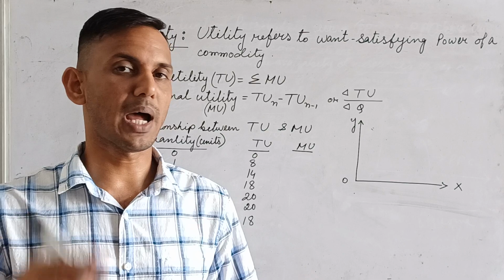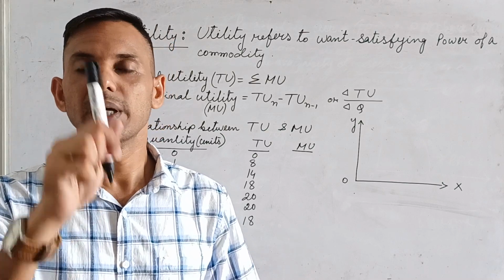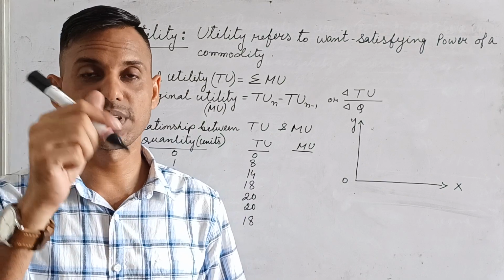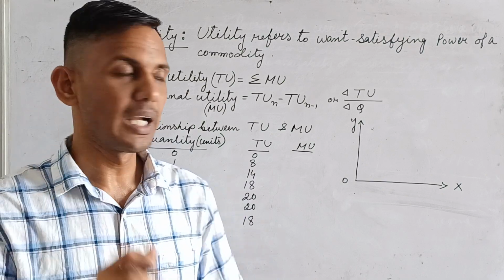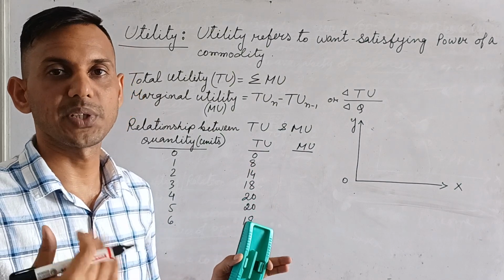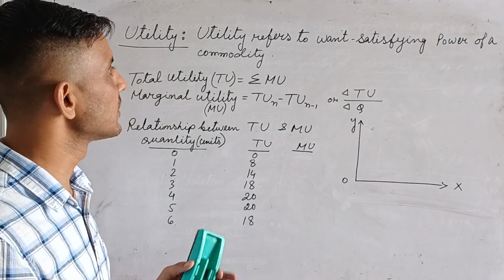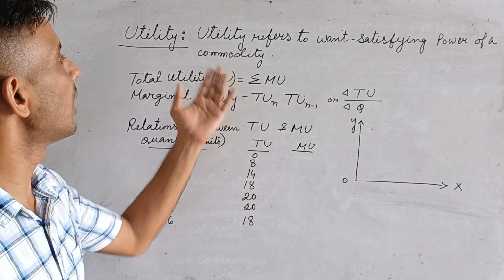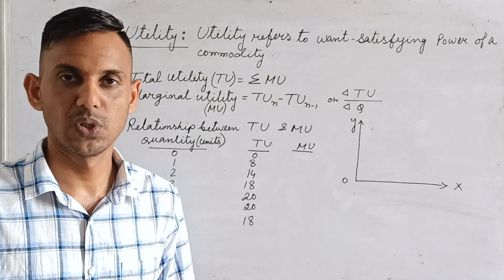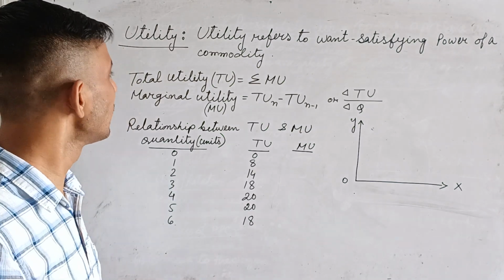So for example, I am using this marker. It means this marker has the power to satisfy me. So this is the utility. Is it clear? I am using this whiteboard. It means that the whiteboard has the power to satisfy me. So utility means what? The want-satisfying power of a commodity. It means what has the power to satisfy you. This is called the utility.